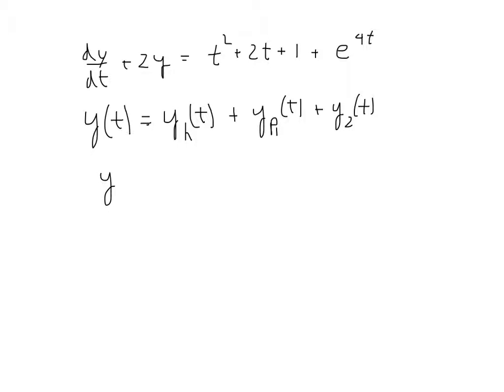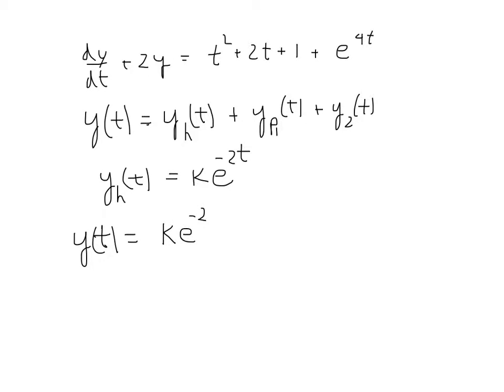The homogeneous problem I'm not going to derive. Be careful, but it is an e to the minus 2t, and so in the end, our general solution is k e to the minus 2t plus 1/2 t squared plus 1/2 t plus 1/4 plus 1/6 e to the 4t.